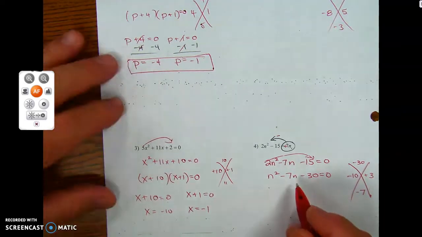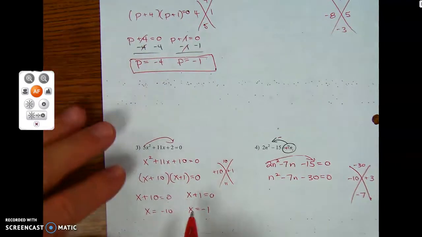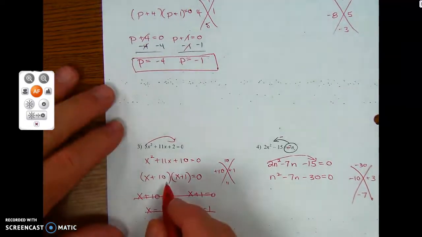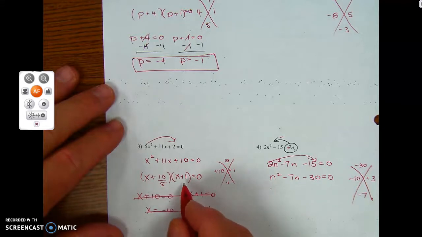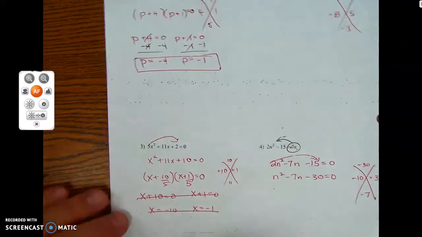So, hold on. I messed up back here on this problem. Please forgive me. Because what 2 steps did I forget to do? Same thing some of y'all forgot to do on your test. Ooh, I'm glad I remembered that. X plus 10 over 5. X plus 1 over 5.